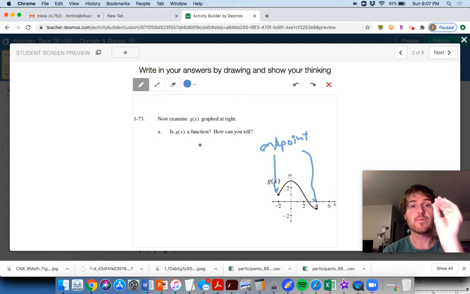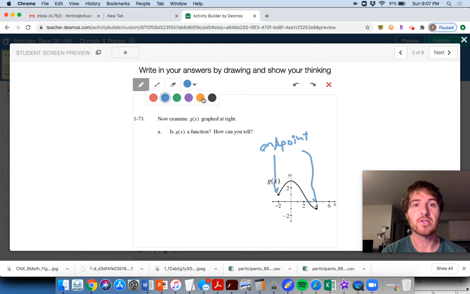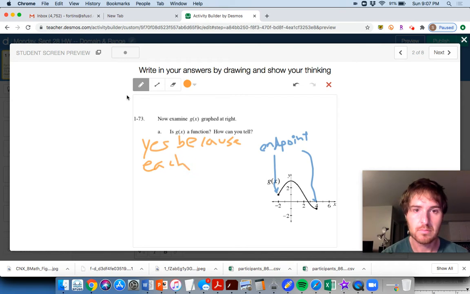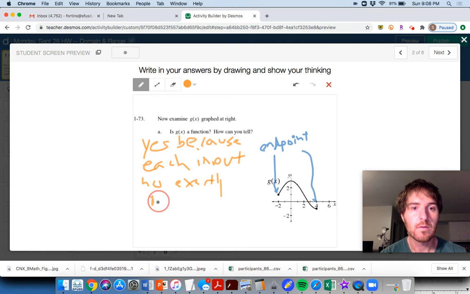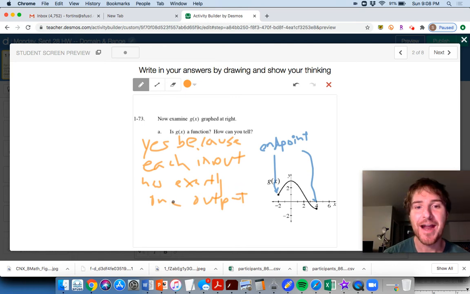Okie dokie, let's just do 173 anyways. Is g of x a function, and how can you tell? And I'm going to say yes, and I'm going to justify it through this. This is definitely a function. Yes, because each input has exactly one output, or at most one output is probably a better way of putting it.